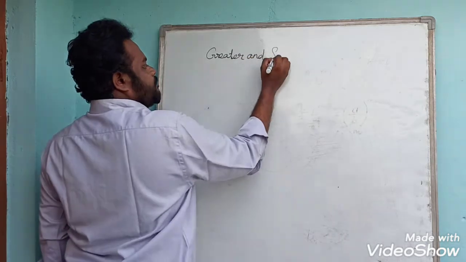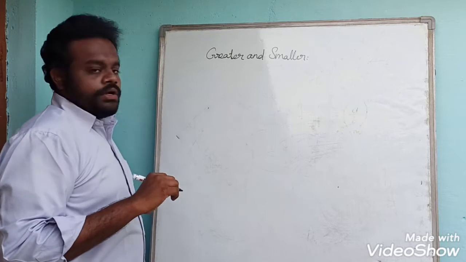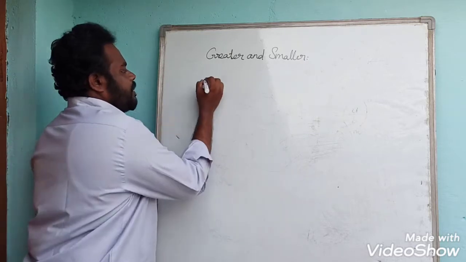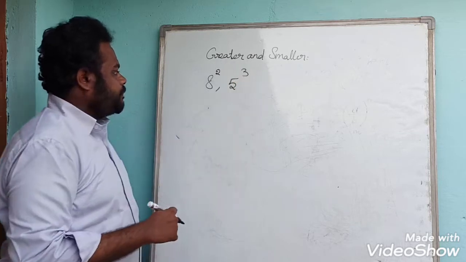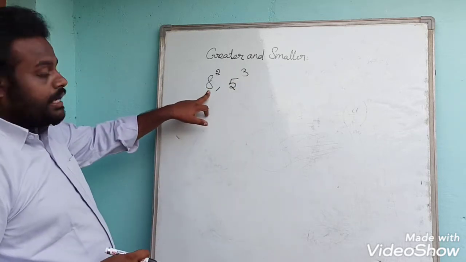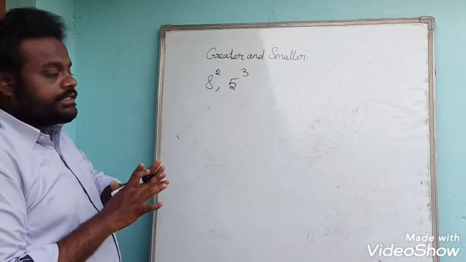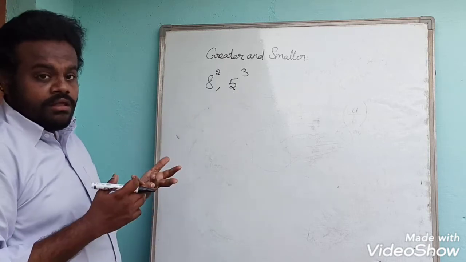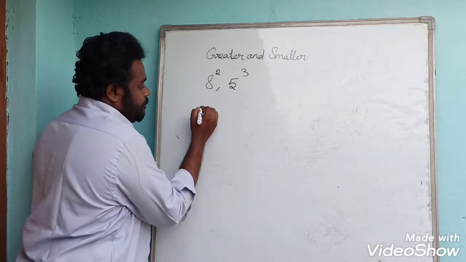So we have to find how to find the greater and the smaller. I take 8 power 2, comma, 5 power 3. Here 8 is the higher base, and here the base is the smaller one. But we don't consider that if the base is small, the value is small. So we have to find out the value first.